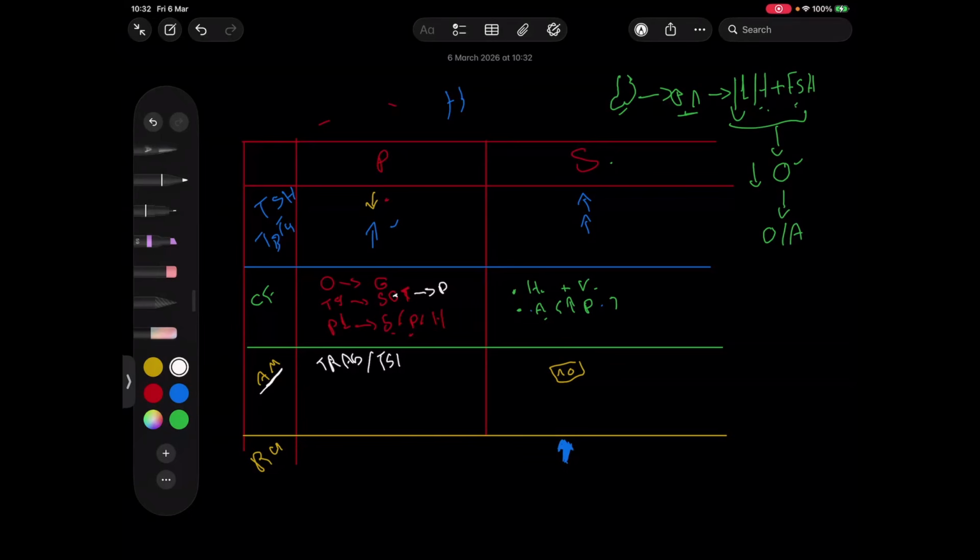TRAB or TSI. Once you find them, what are you going to think about? Graves. It is Graves. Thyroid receptor.